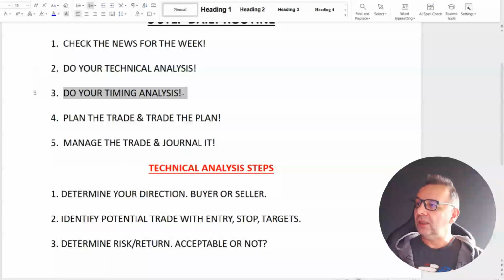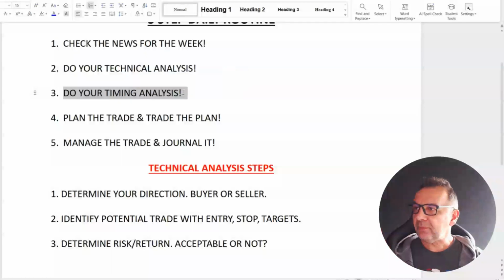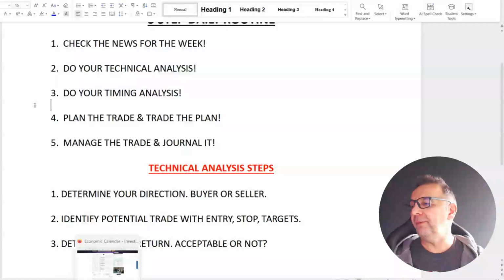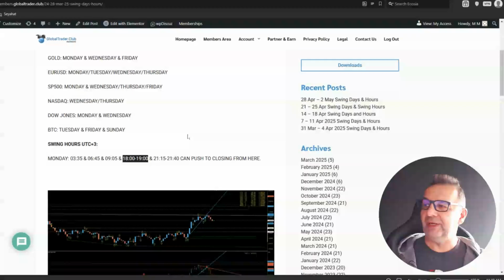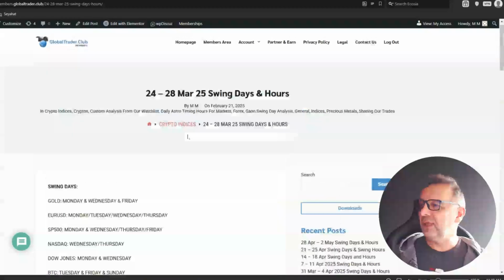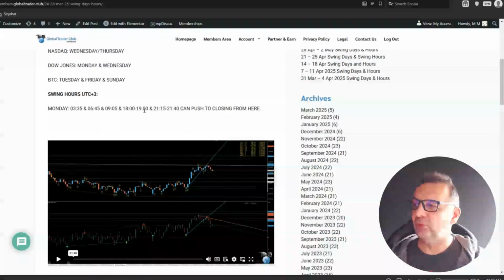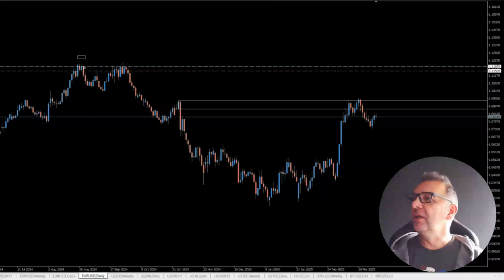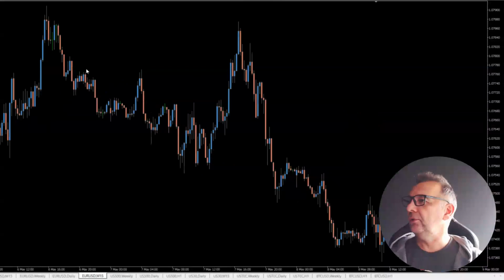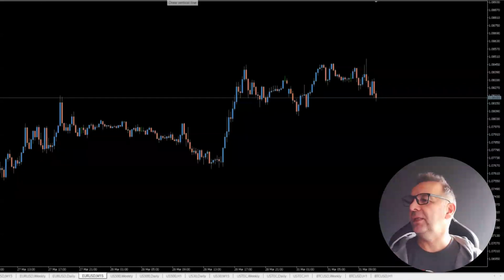Now the third thing is get your timing down. If you are already in the club anyway, you don't have to worry about that, because all your swing hours until the end of April are already in there. This is last week, as you can see, so all the hours are already in there. All you have to do really is get onto your chart and put it into a 15-minute chart like I do when I demonstrated, and put in the hours.